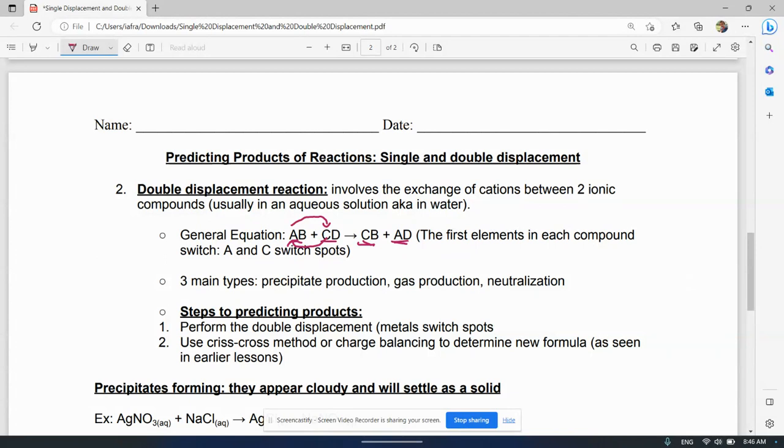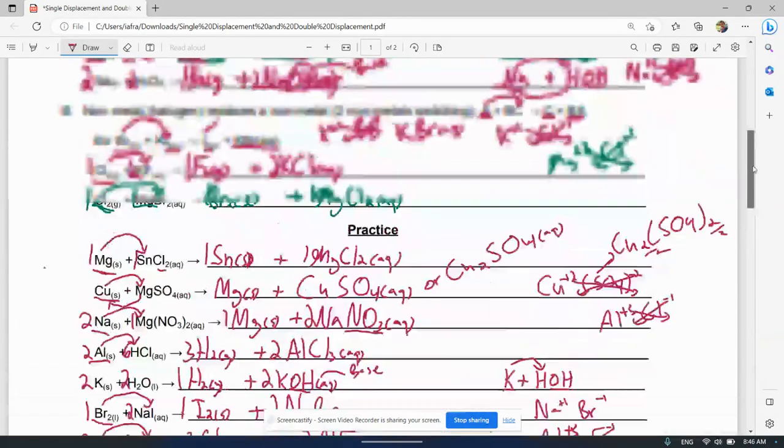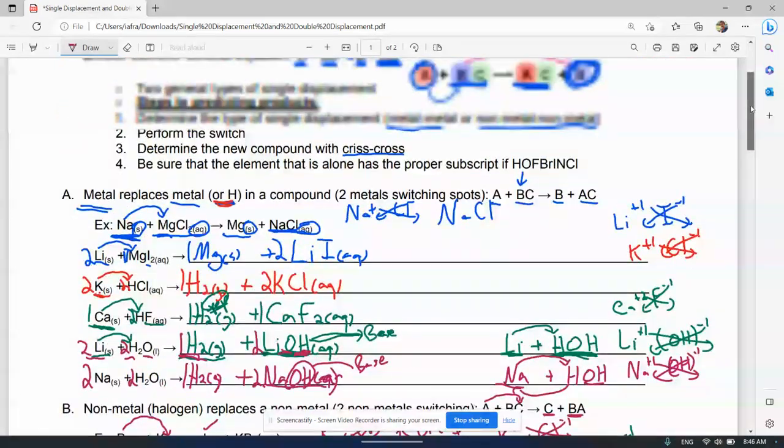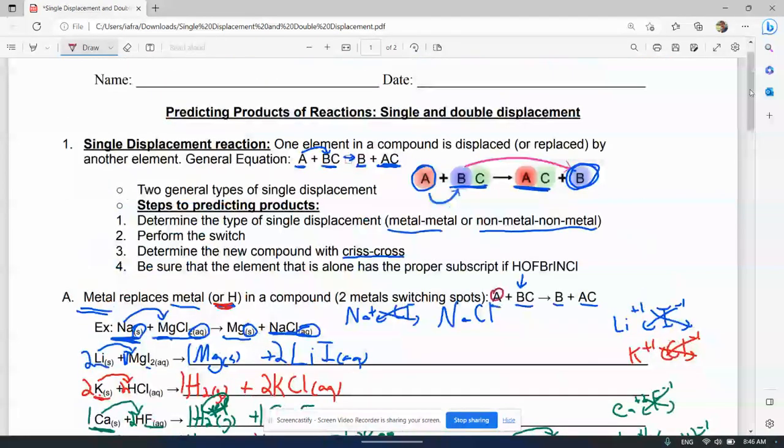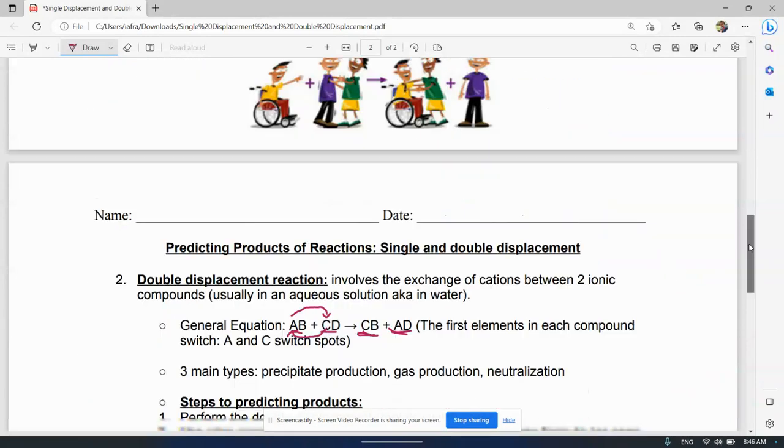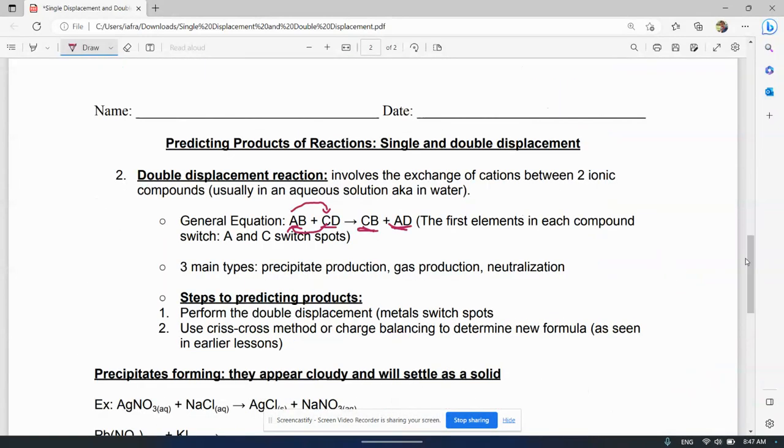It looks like single displacement. It's very similar. Things are switching spots. But in the end, people still have partners. They just have different partners. In single displacement, something is still alone. Somebody does not have a partner in the end. At first, somebody was single. At the end, somebody is still single. Whereas over here, nobody's single. Everyone has a partner. They just swapped who their partners were. So the first elements in each compound will switch spots.